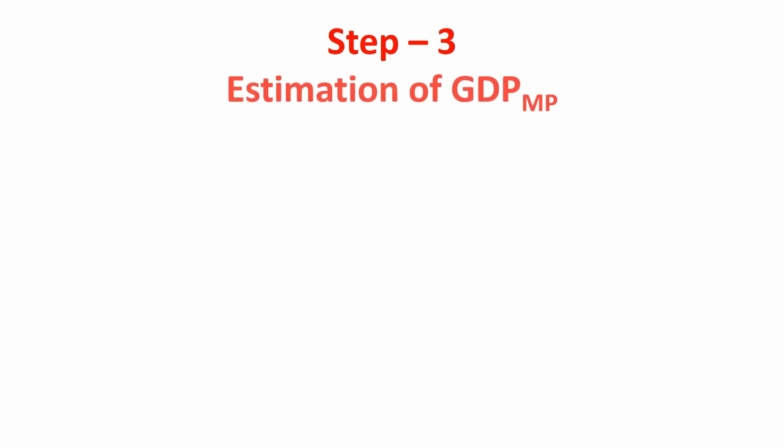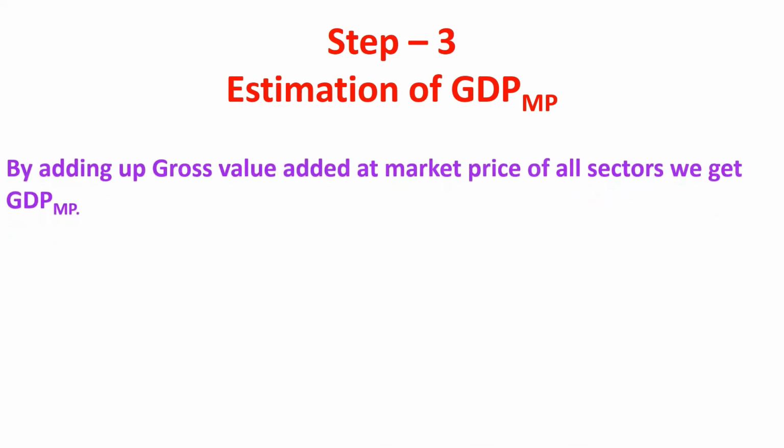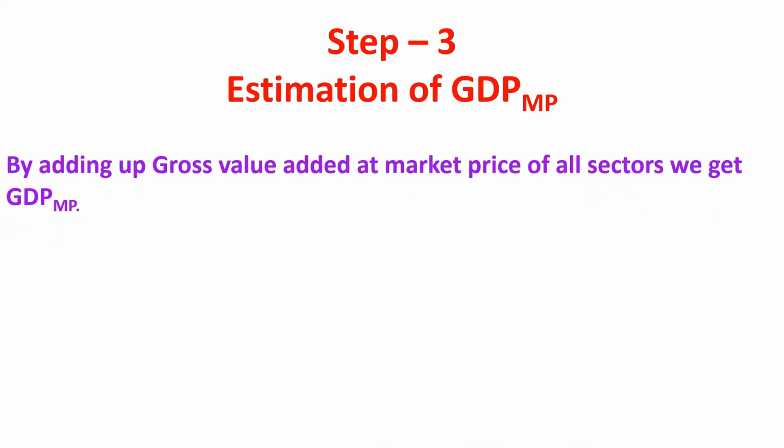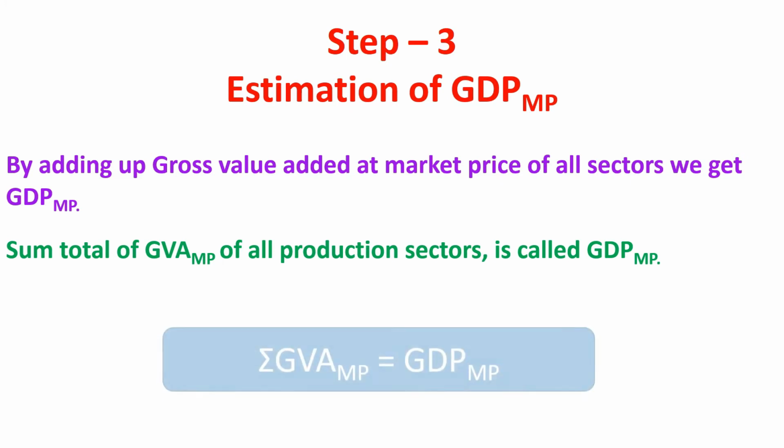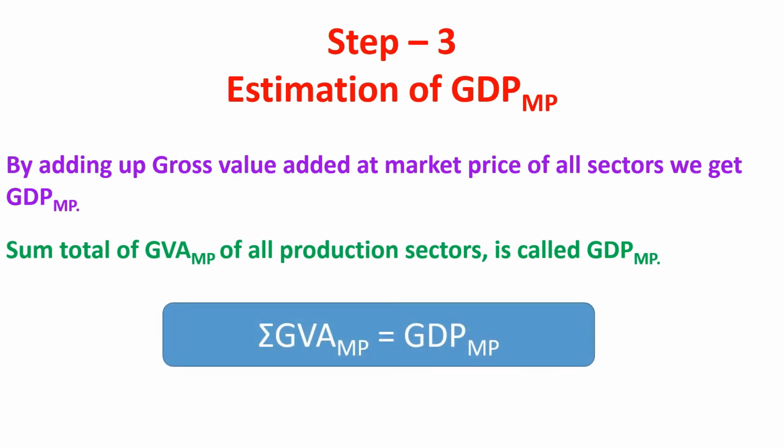Step 3. Estimation of GDP at market price. By adding up gross value added at market price of all sectors, we get GDP at market price. Sum total of gross value added at market price of all production sectors is called GDP at market price. Summation GVA at market price equals GDP at market price.